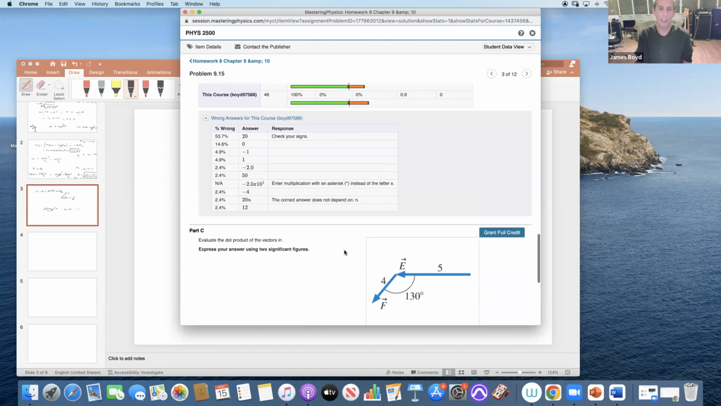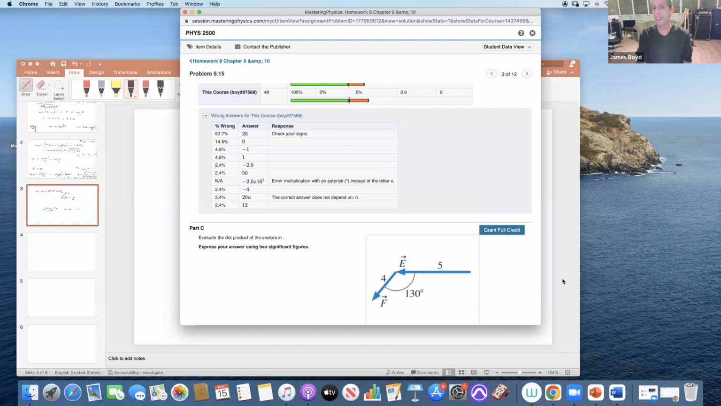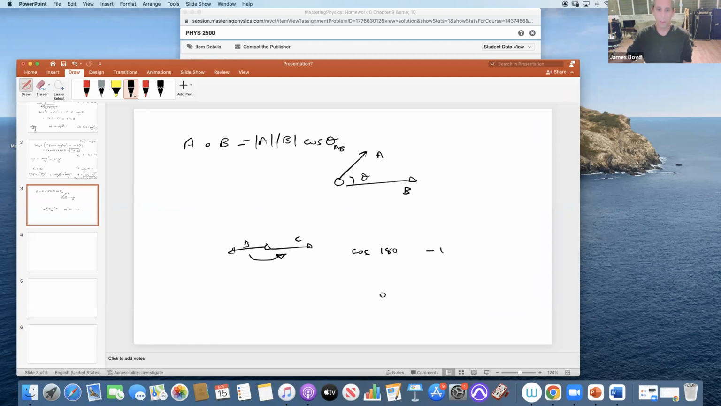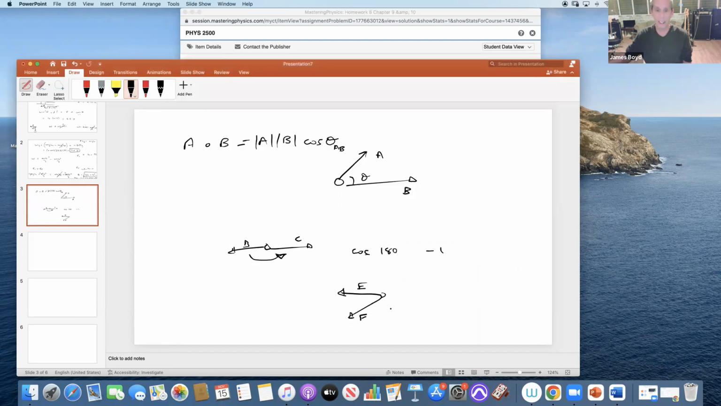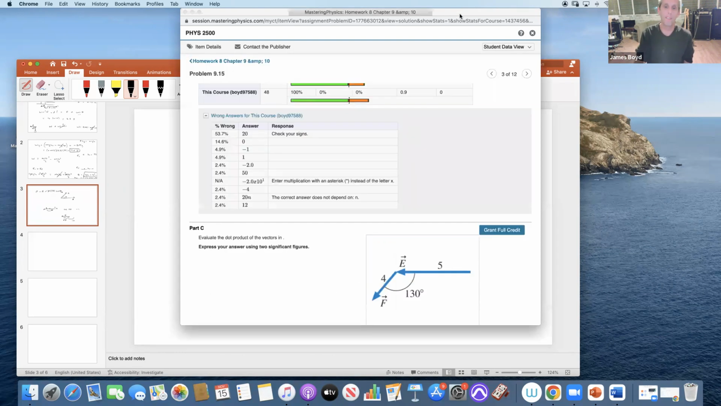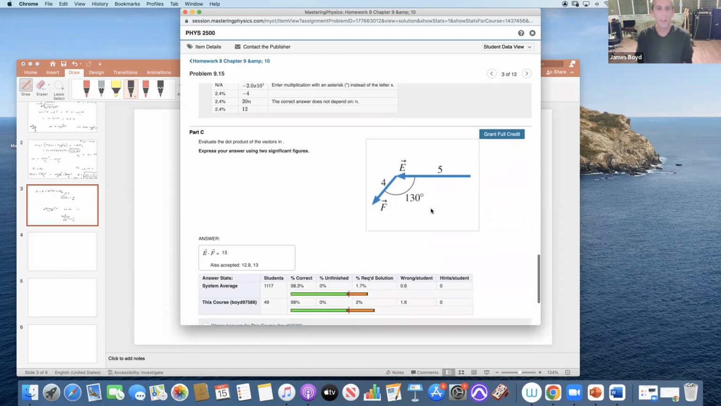And then finally, E and F, we need to move them tail to tail. So if we do E and F, we look here, we actually need to move this over and get the angle here. And that angle, this angle was 130, the whole angle is 180, so this is 50 degrees. So it's E times F, 5 times 4 cosine of 50 degrees, or 20 cosine of 50 is 12.9. 13. Although technically it would only be 1 sig fig, but okay.